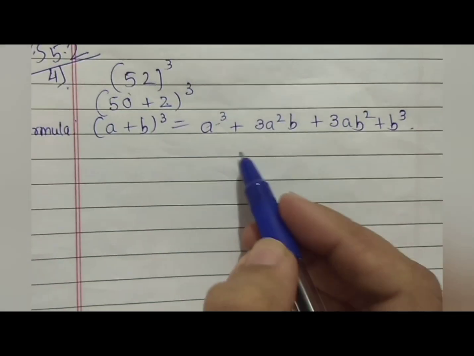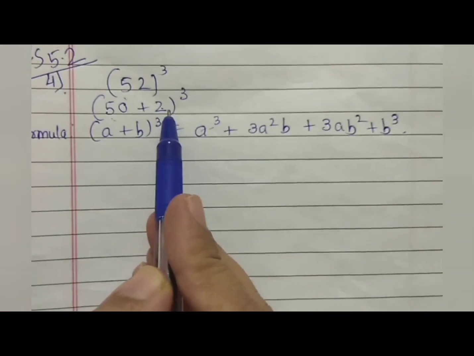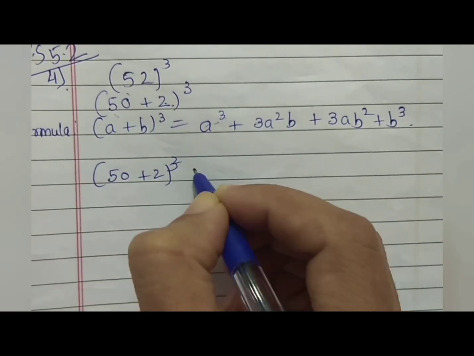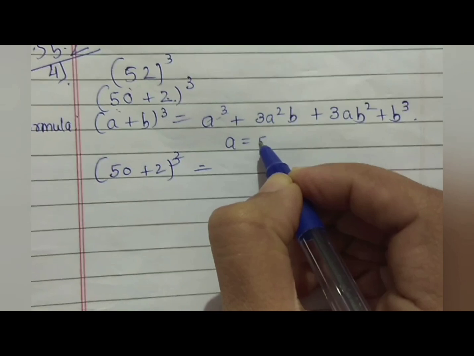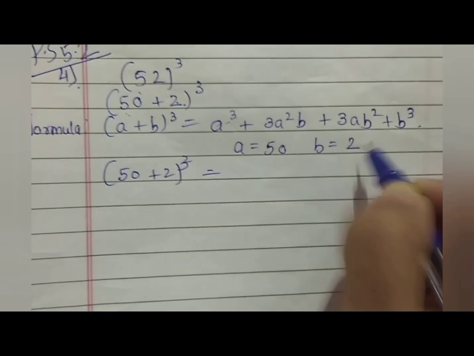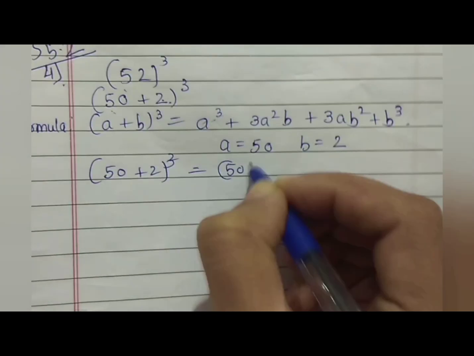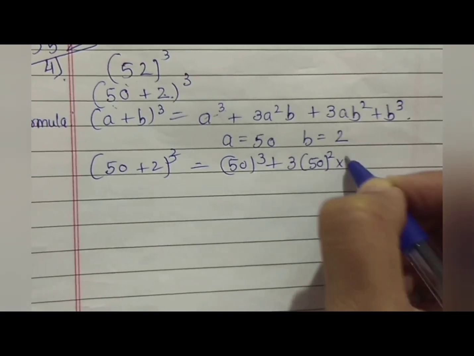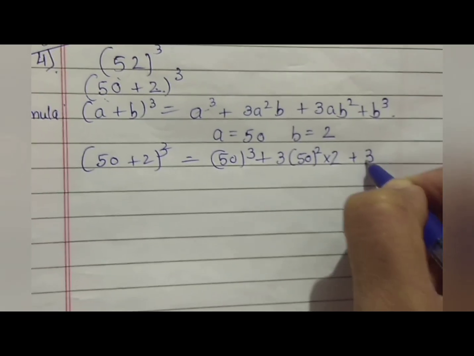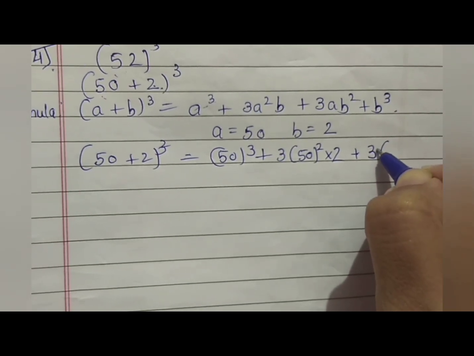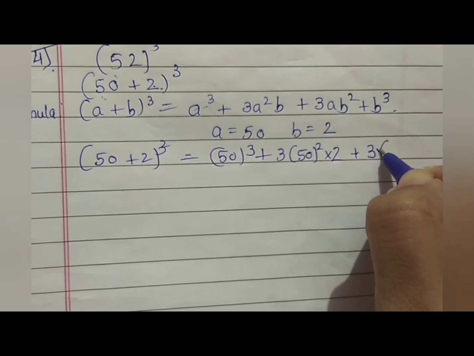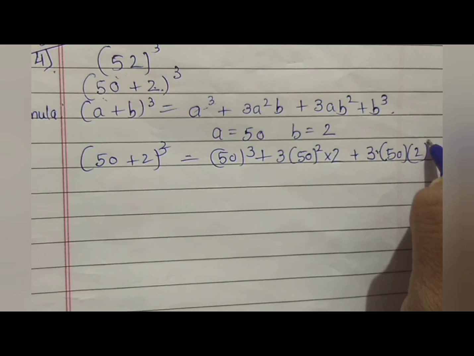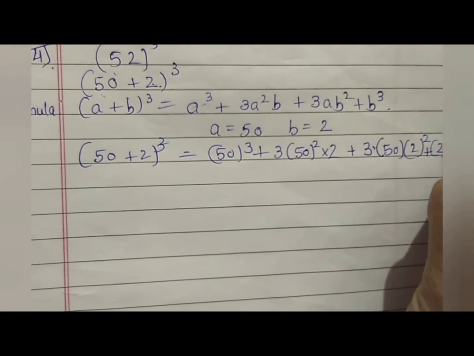This is the formula. Again, the same formula we are using for each and every question because they are in the same form. We'll write down the question. Again the steps remain the same. Here a is equal to 50 and b is 2. So we'll write it down. a square b plus 3 a into b square, so b cube, that is 2.